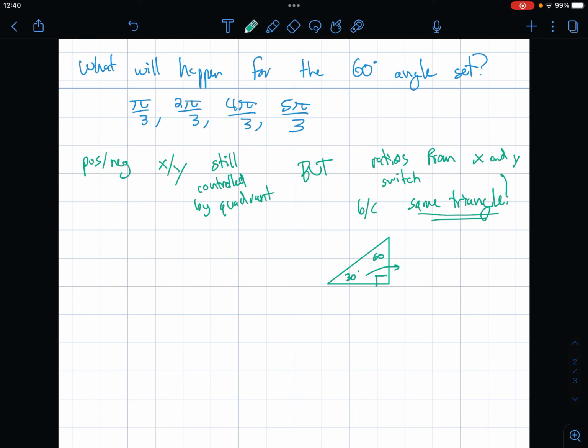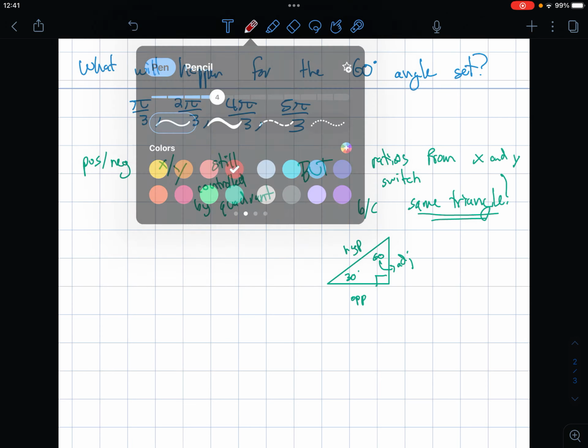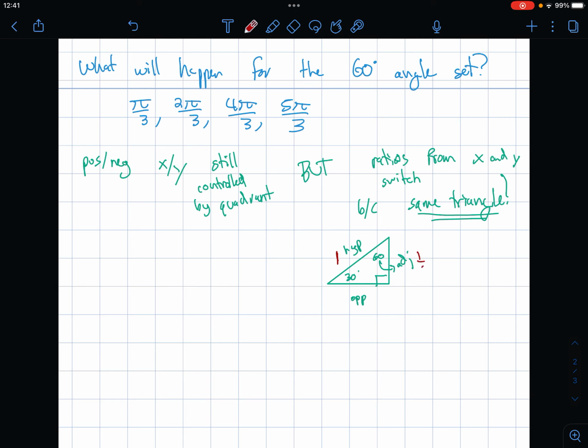And we were looking like, oh, here's our opposite, here's our adjacent. Now we're considering it from the perspective of 60. So compared to 60, this is our adjacent, this is our hypotenuse still, and this is going to be our opposite. But the numerical values are the same. It's 1, 1/2, and root 3 over 2.